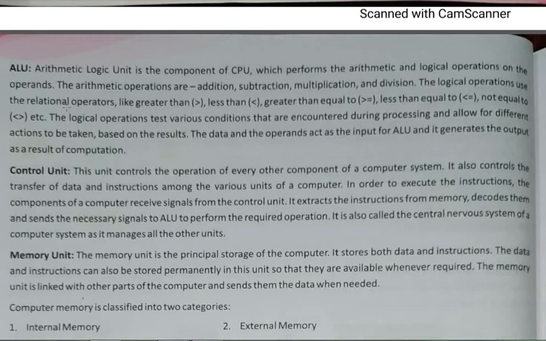Basically, it is called the central nervous system of the computer system. That's why it is called that, because it knows very well where I have to give the output. If I have to give the output of a PDF, it will send the PDF to the speaker.